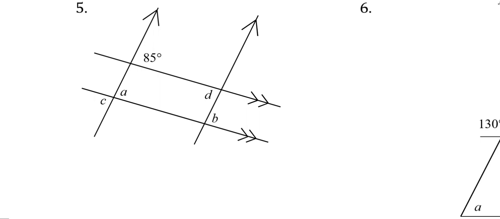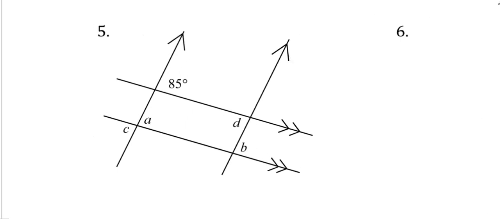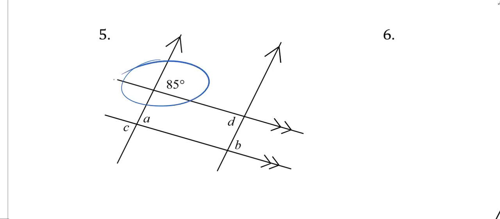For example, put your pencil down and watch. I'm not going to find A, B, C, or D yet, but here's what I am going to do. Whenever I have a corner like this, an X, I can fill in those gaps really easily. What's this one? The same, so it's 85. What is this one? It's on a line, so it's 180 minus 85. What's that? 95. So this one's 95.